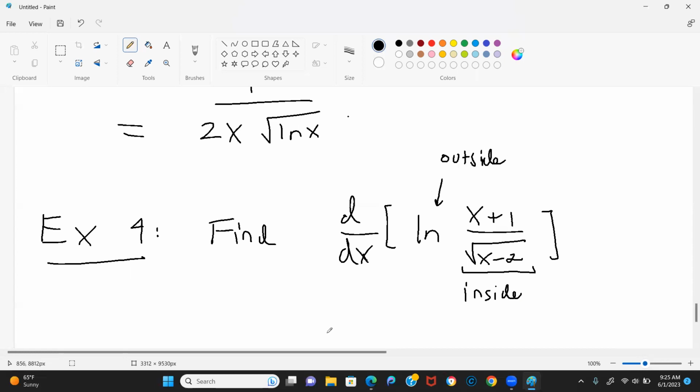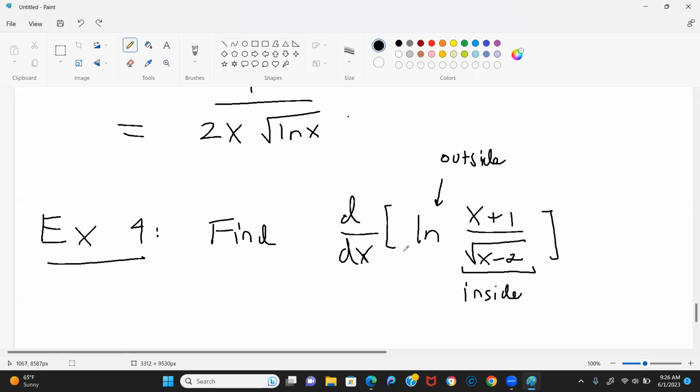And yeah, this could be pretty horrible at first, right? Because if we want to directly apply the chain rule, we would have to take the derivative of the outside function, which is 1 over x, and evaluate it at the inside function. That part's not bad, but then we would have to take the derivative of the inside function, and that would involve the quotient rule. Now you can do it that way, that's perfectly legitimate.